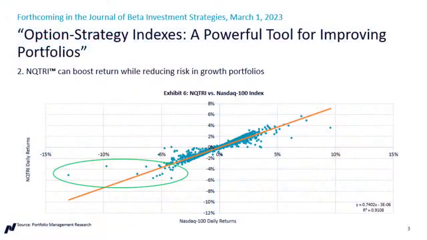And let's talk about our next strategy here, where you're looking to boost return while reducing risk in growth portfolios, which certainly is something investors are looking for in this market. Indeed. So in this example, we're looking at NQTRI, the Nasdaq-100 Quarterly Protective Put Index. That's an index that tracks a strategy that's long the Nasdaq-100, but also buys puts for a little bit of downside protection. What we can see here is we've charted NQTRI versus the Nasdaq-100 index. And in that circle, you can see that the index has put a floor on, or cut off, the worst negative returns of the Nasdaq-100 index.